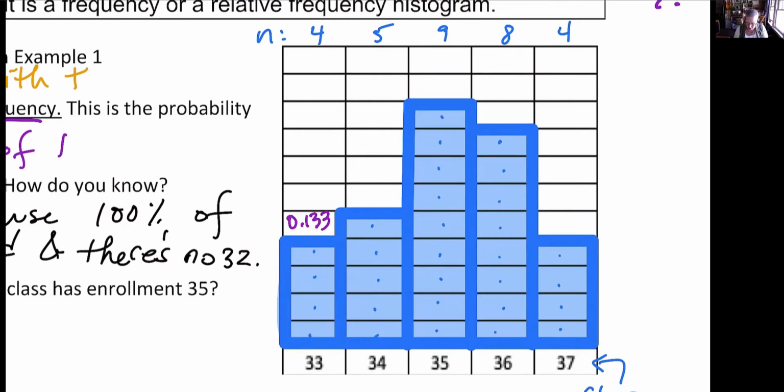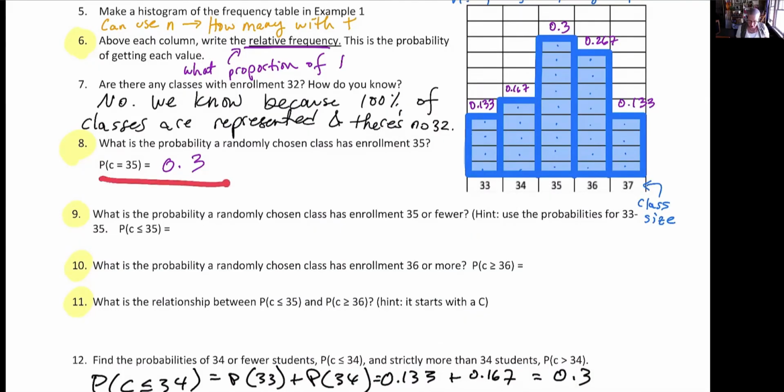Okay, so we can look at it in terms of raw numbers, but we can also look at it in terms of proportions and probabilities. So we can just add these here, and then we can look at this. If we want to find the probability that a class has an enrollment of 35, here's 35. And here's my probability, the probability that I get equal to 35.